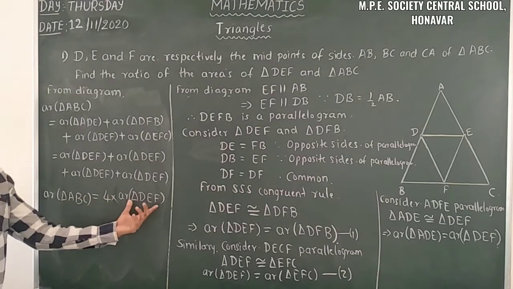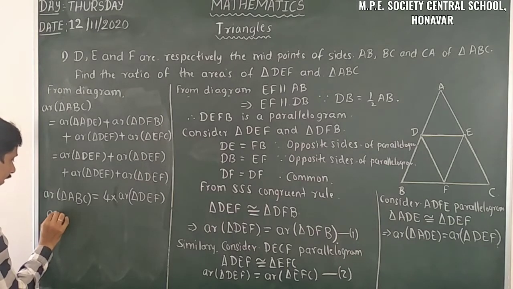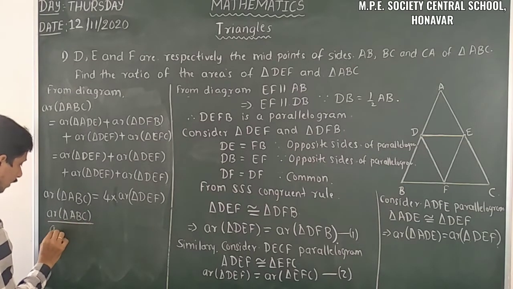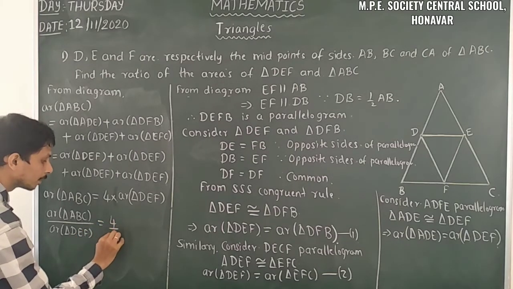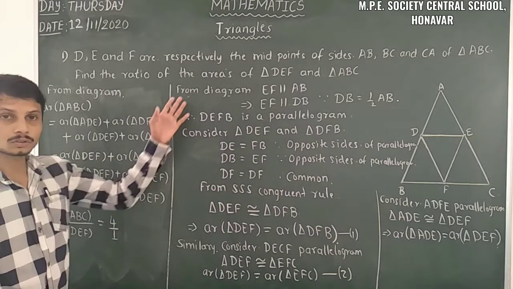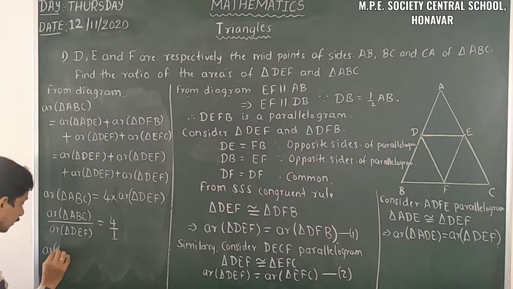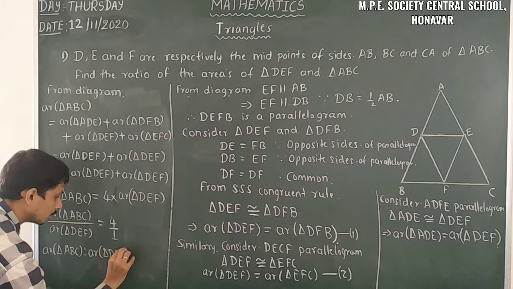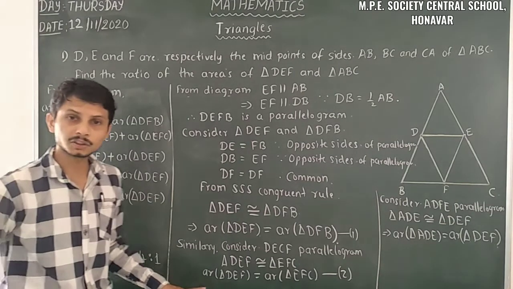I will transpose this area of triangle DEF to the LHS side, that is area of triangle ABC divided by area of triangle DEF is equal to 4 divided by 1. Then here we have to take the ratio. So area of triangle ABC is to area of triangle DEF is equal to 4 is to 1. So we have the ratio, that is 4 is to 1.